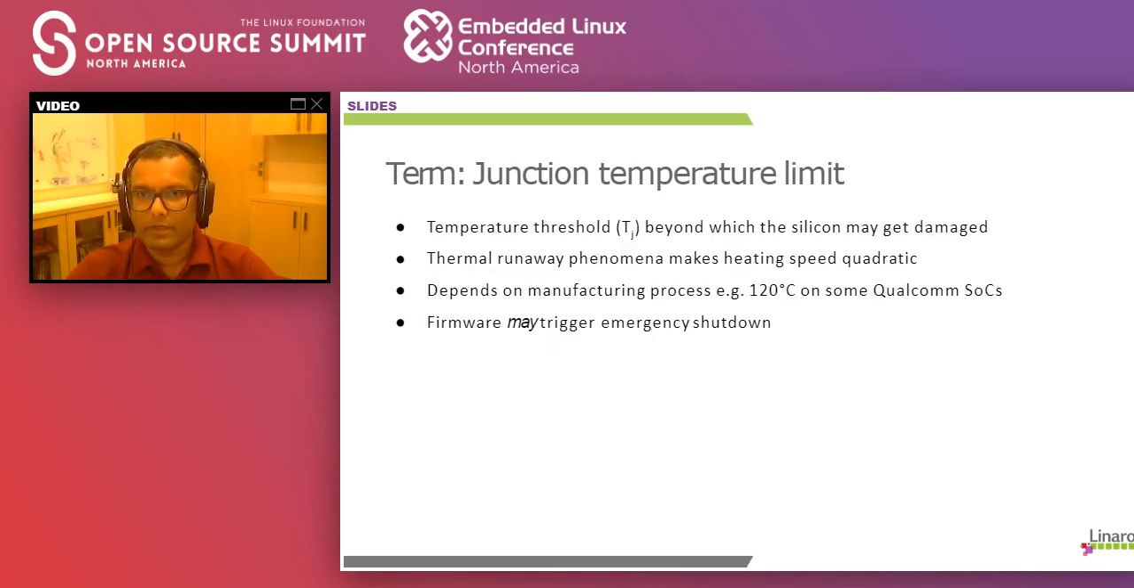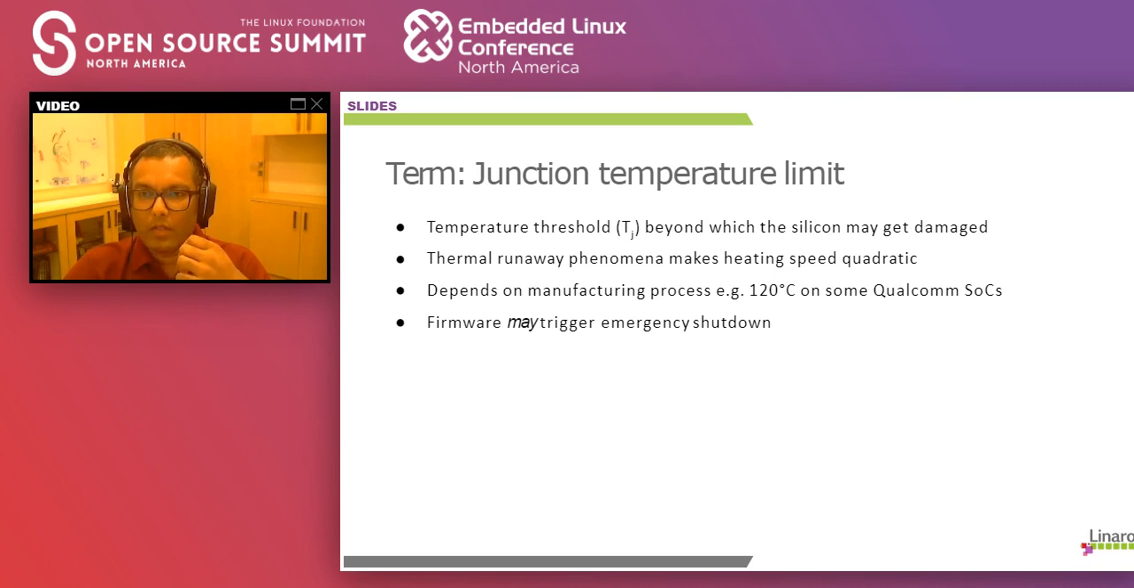So let's get on with the terminology that we are going to need for this talk. So the first one is junction temperature limit, also known as TJ. TJ is essentially a threshold on the surface of your chip or the silicon or the CPU, beyond which your silicon can get damaged. This depends on the manufacturing process of the silicon. So we've seen boards or SoCs where this temperature can be around 80, 90 degrees. And I've seen Qualcomm silicon, for example, that I'm familiar with, where this number is about 120 degrees.